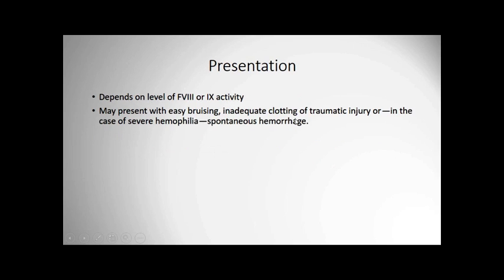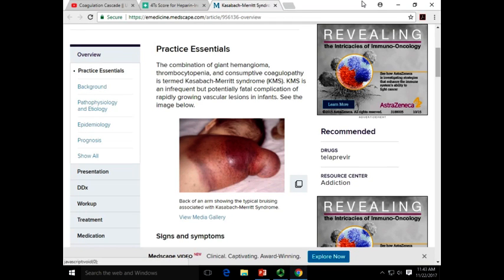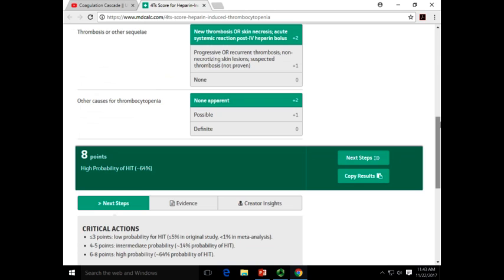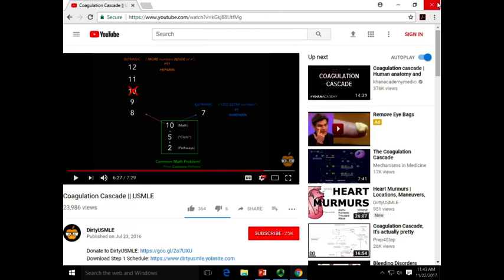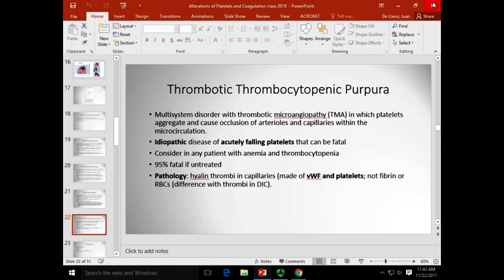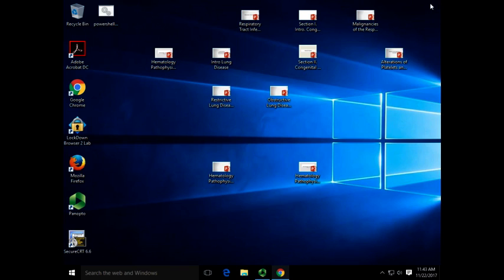The presentation depends on the level or the activity of these factors. It may present with easy bruising, inadequate clotting after traumatic injury, or, in severe hemophilia, spontaneous hemorrhage. Remember, deep bleeding. Well, finish hematology.